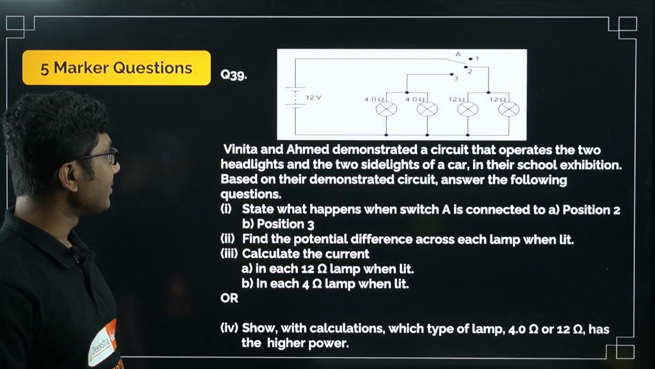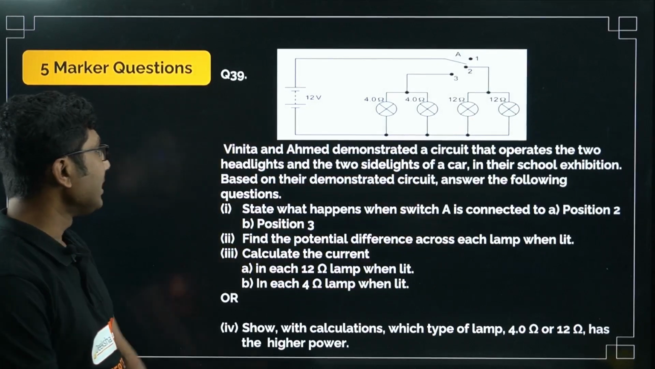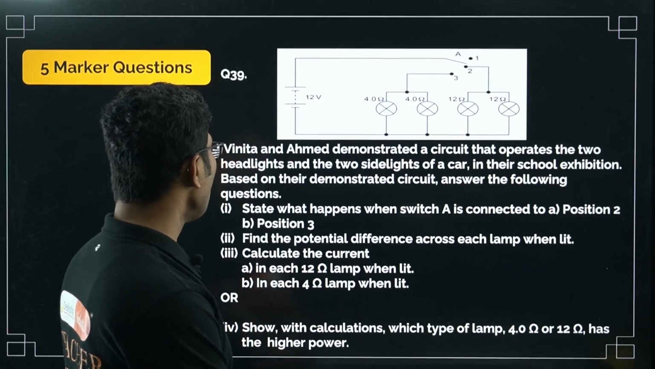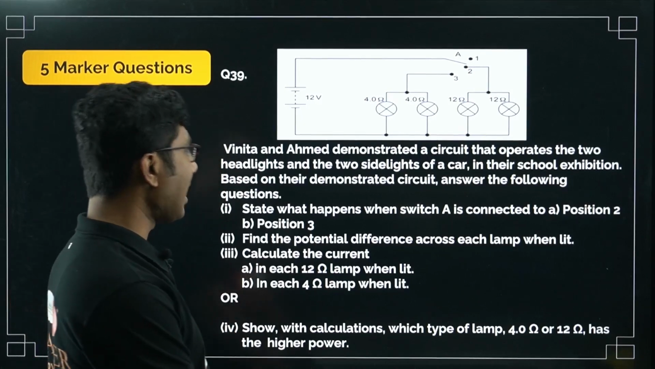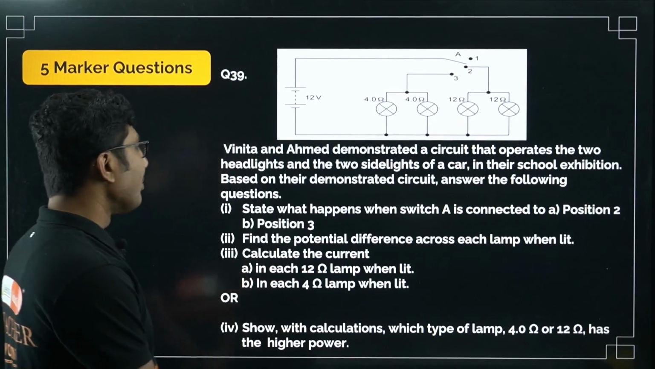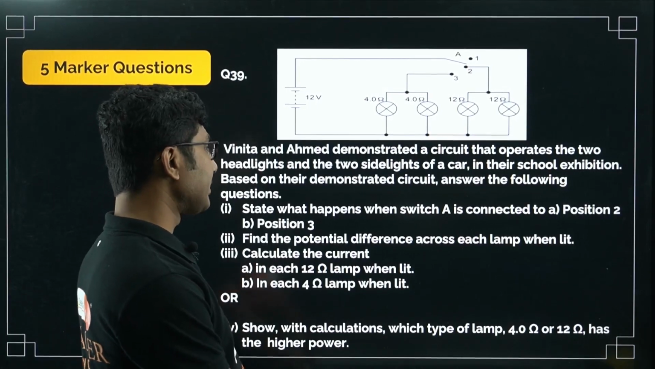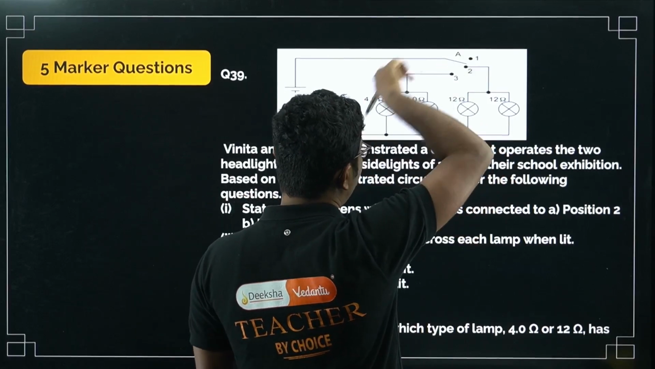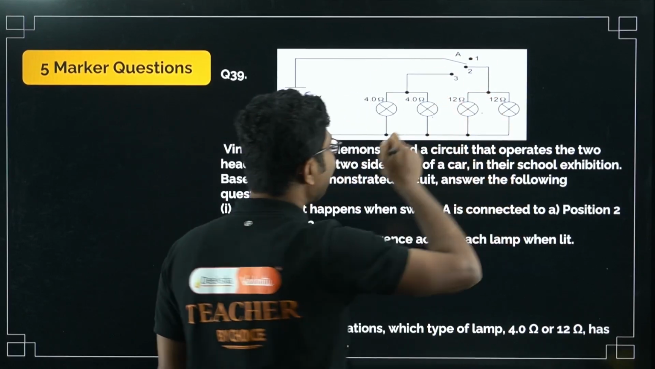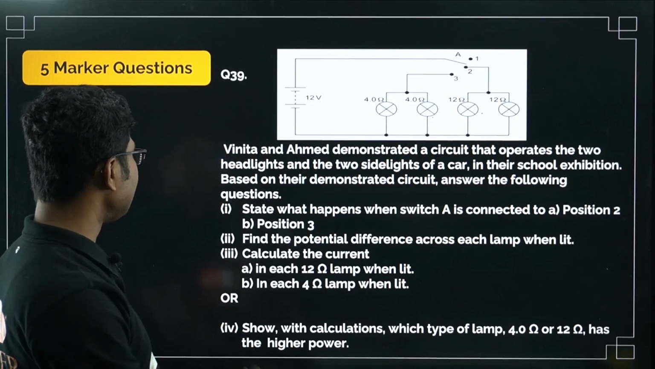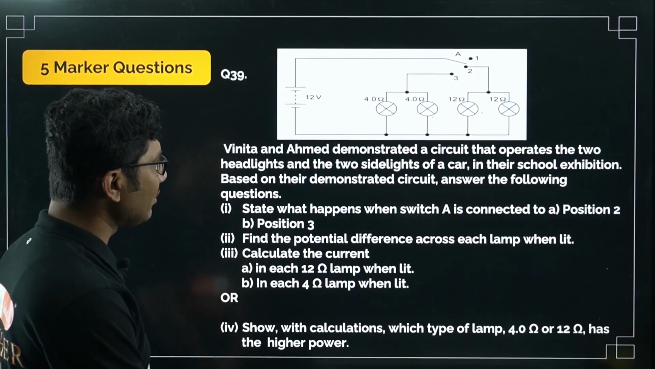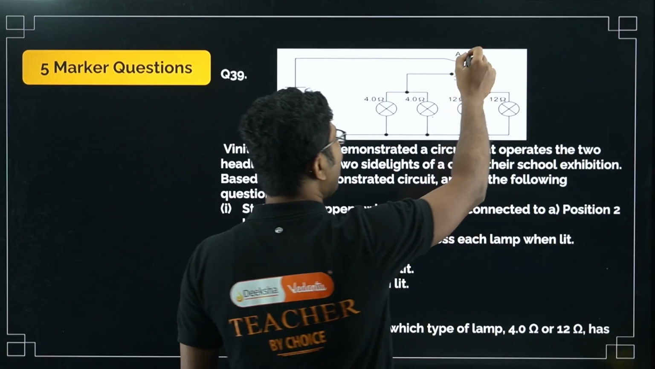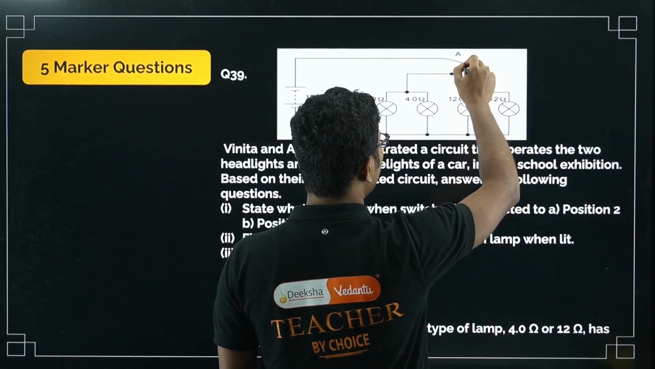Now the last question, that is a 4-marker case-based question. Vinita and Ahmed demonstrated a circuit that operates the 2 headlights and 2 side lights of a car in their school exhibition. Based on their demonstrated circuit, answer the following. So this is the demonstrated circuit. I guess this is the headlight, this is the side light maybe. First of all, state what happens when the switch A is connected to position 2, position 3. So you can see there are 3 positions, position 1, position 2, position 3.